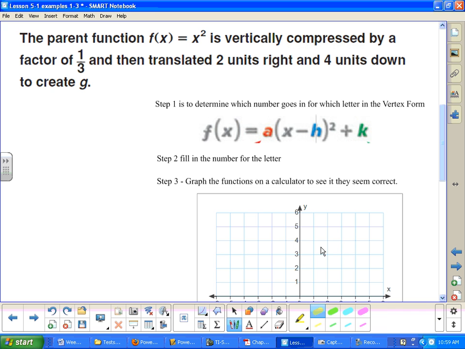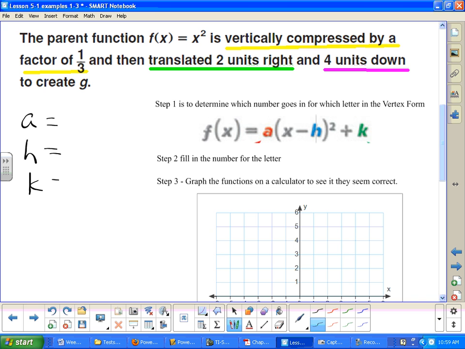All right, so we have a vertical compression by a factor of 1/3. Translation 2 units to the right, so that's horizontal, right? And then 4 units down. So we have these 3 letters we're working with: A, H, and K. So the first thing I want to do is determine the values of A, H, and K. Then all I have to do is plug them in.